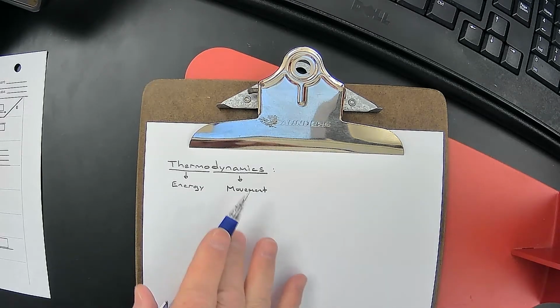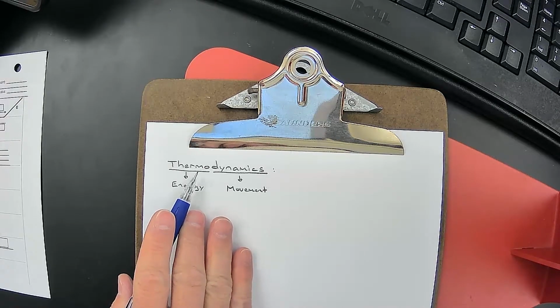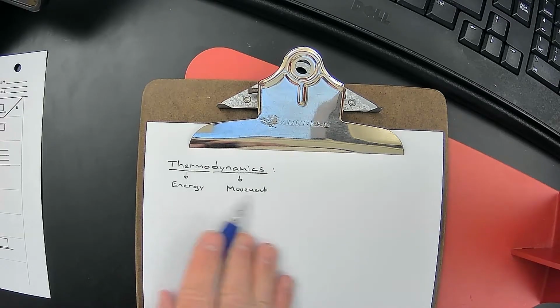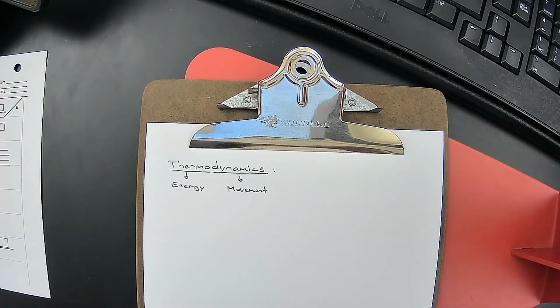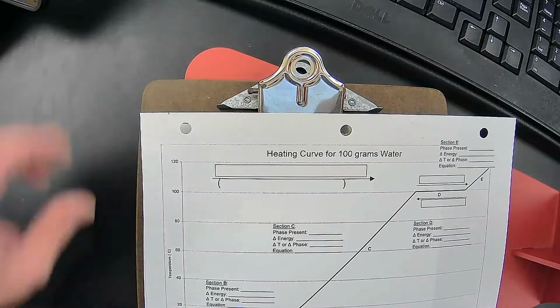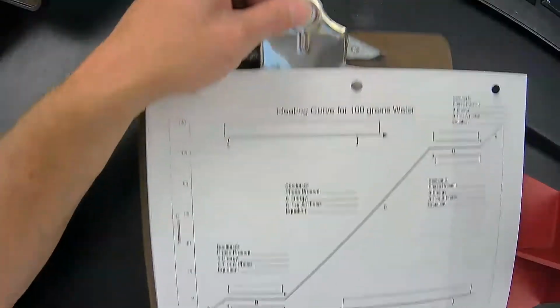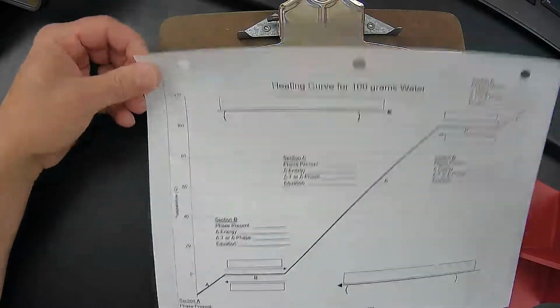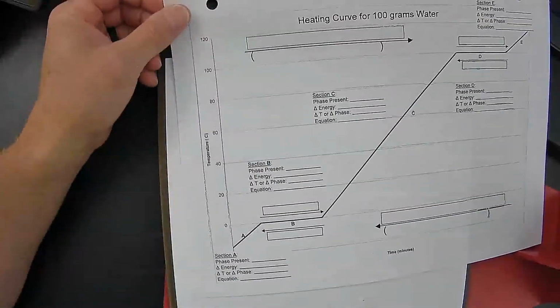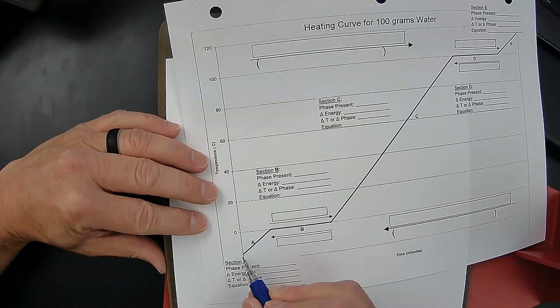The other word is statics, and statics means not moving. But in this case, we're going to be studying thermodynamics, the movement of energy or heat. What we're going to be doing in this video is working through a heating curve for 100 grams of water. When we begin with the 100 grams of water, we're going to be starting down in section A.